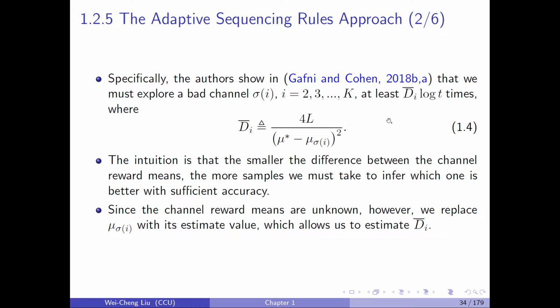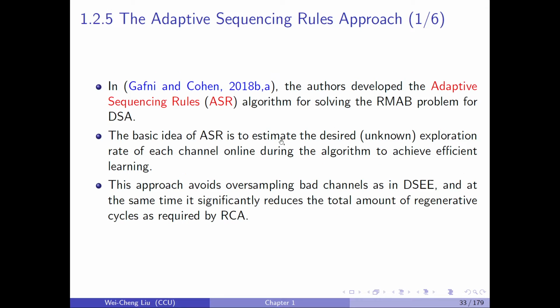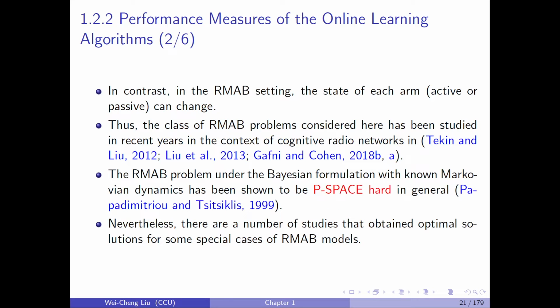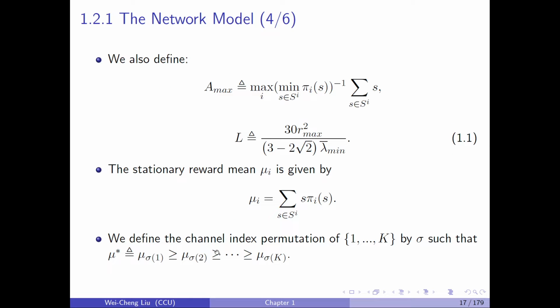Okay, let us go back to equation 1.4. So d bar i is defined as 4L over (mu star minus mu sigma of i) squared. Then what is mu star? Let us review what mu star is. Mu star is defined as mu sigma of 1, which is the greatest mu_i. That is the greatest stationary reward mean.